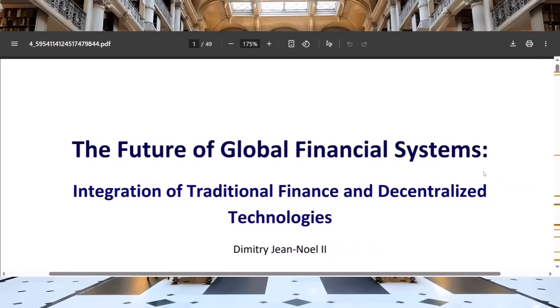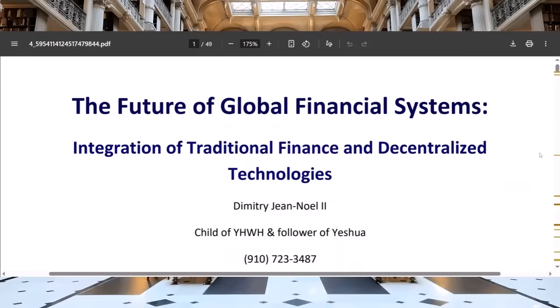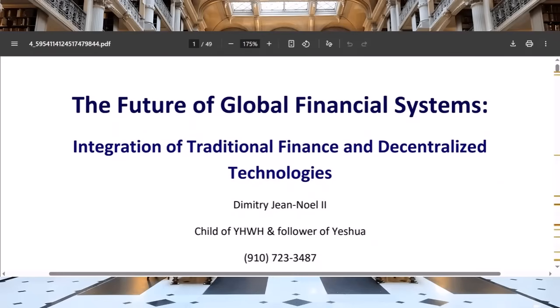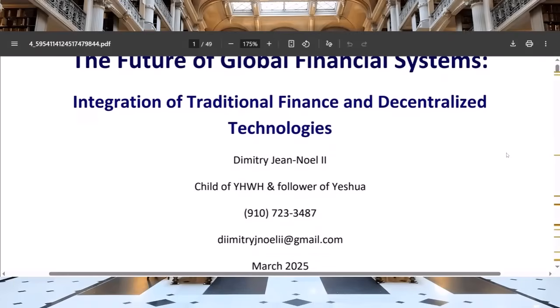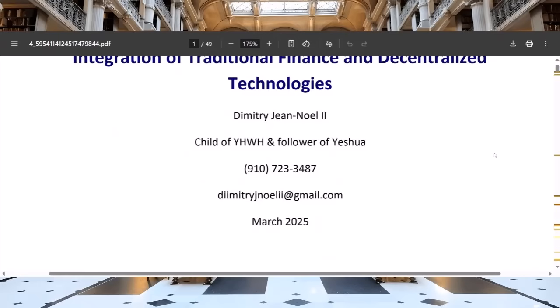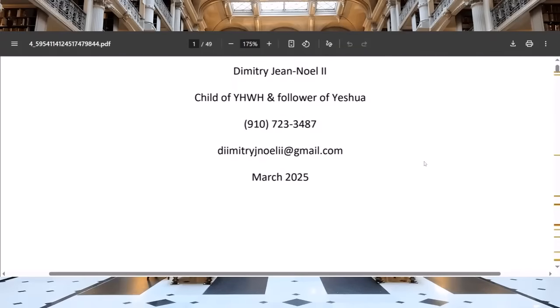Quant Network is part of that. Think about that. And again, where was the IEEE pulling this from? Well, I'll show you that citation a little bit more. But integration of traditional finance and decentralized technologies. This was written by Dimitri Jean Noel II, child of YHWH and follower of Yeshua. Hey, right on. Fellow Christian brother. I love that. So this was March 2025.